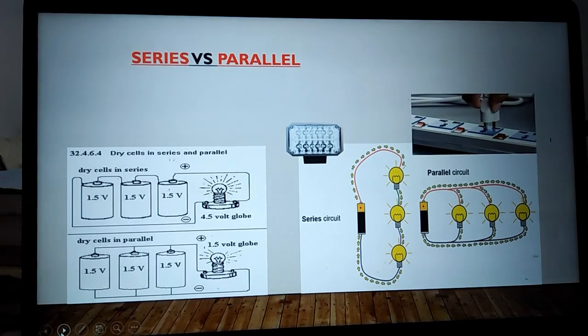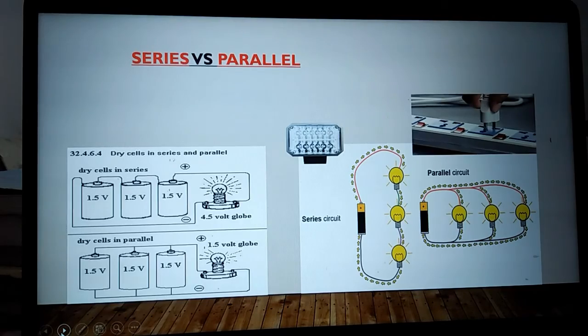Now at home, what type of circuit do we use? Yes, you are right. We are using a parallel circuit at home. And where do we use these series circuits? We use them in flashlights, transistors, radios, and automobile batteries.